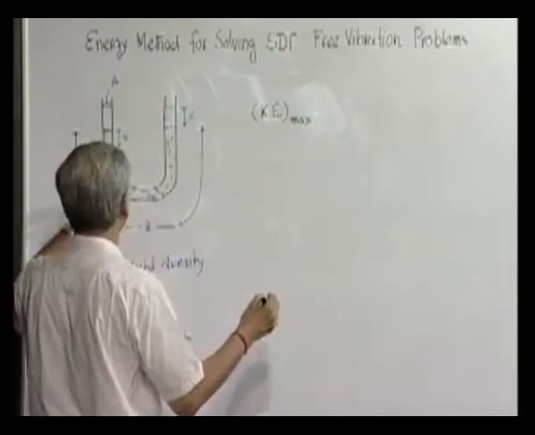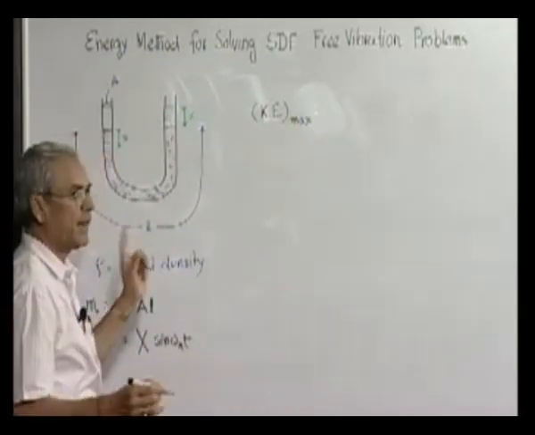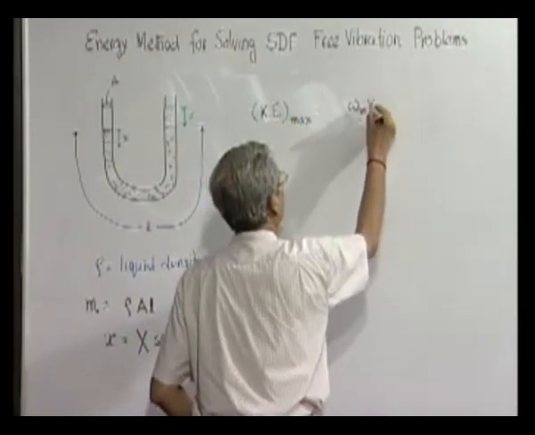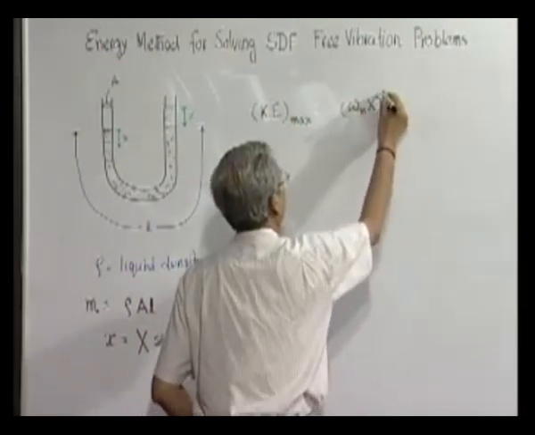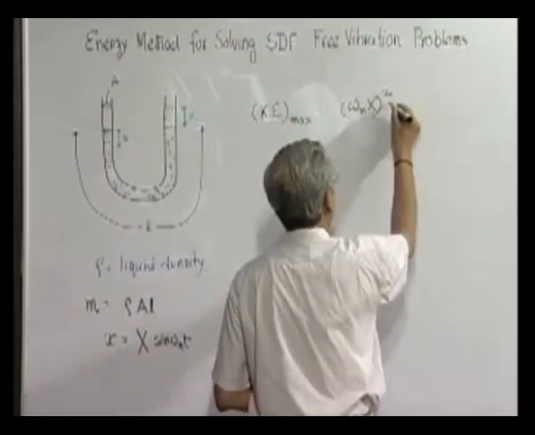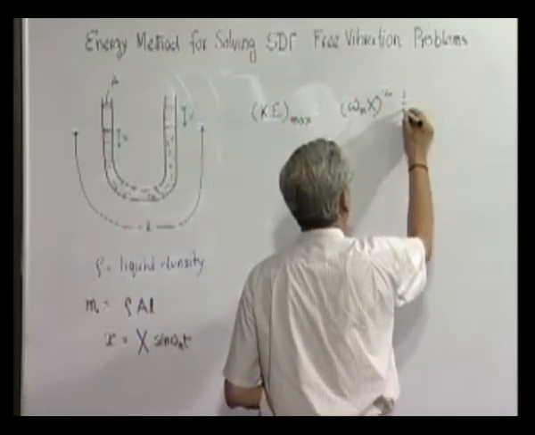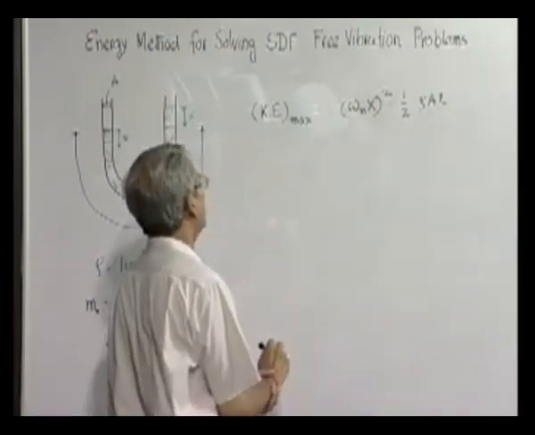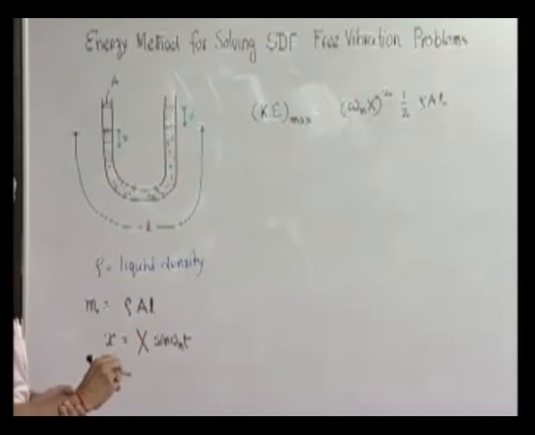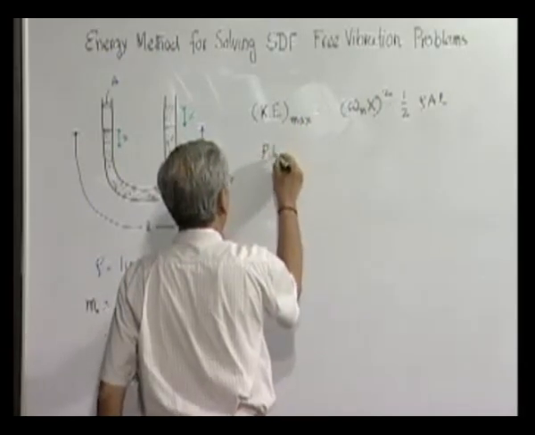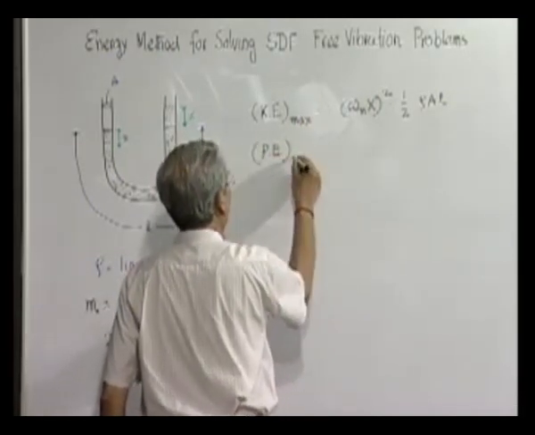It is when it is passing through the equilibrium position, the velocity is maximum. This is the square of the speed at the equilibrium position when it is maximum, multiplied by half and the mass rho AL. This is the maximum kinetic energy of this liquid. This has to be equated to the maximum potential energy, that means when it has reached one of the extreme ends.